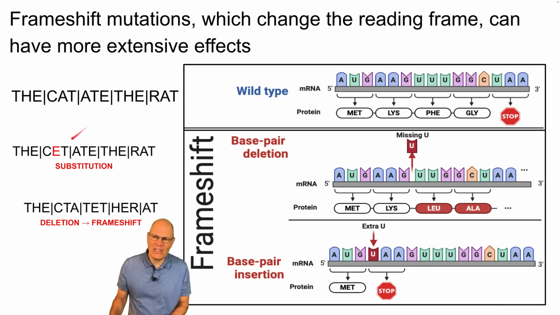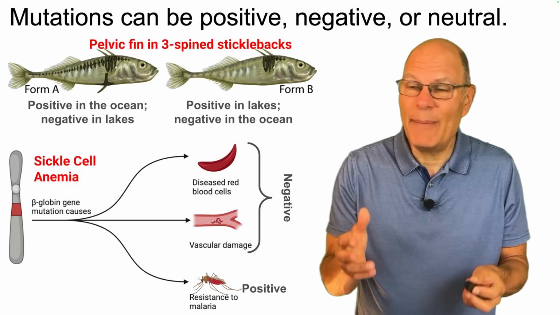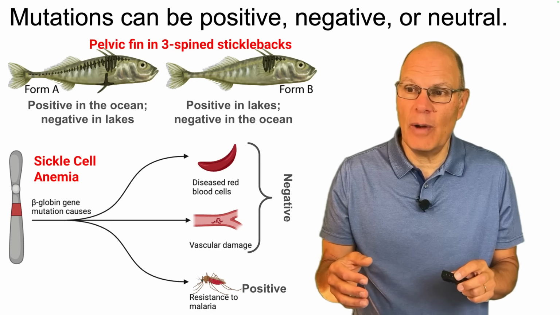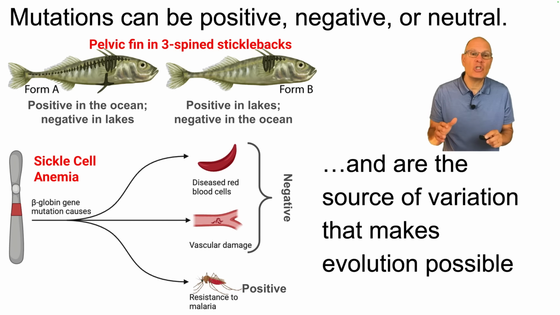Imagine you have a sentence and you just delete one of the letters. You make the rest of the sentence nonsense. That's what frameshift mutations do. Mutations can be positive, which makes them adaptive. They can be negative or harmful, or they can be neutral, having no effect whatsoever. It completely depends on the context, and mutations are the source of the variation that makes evolution possible.